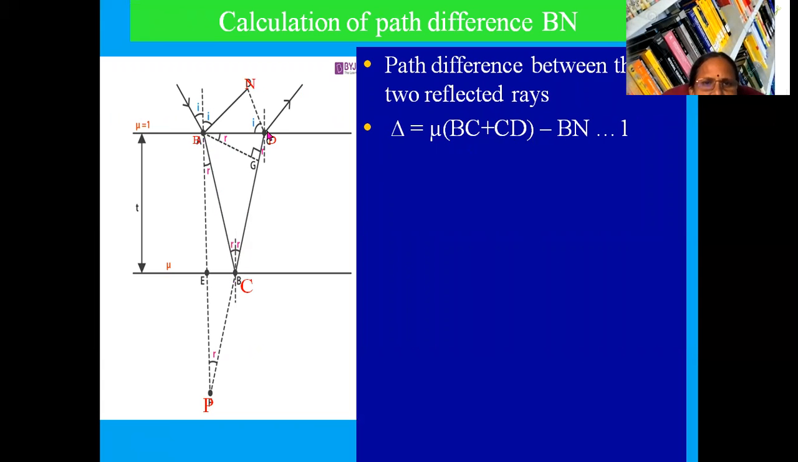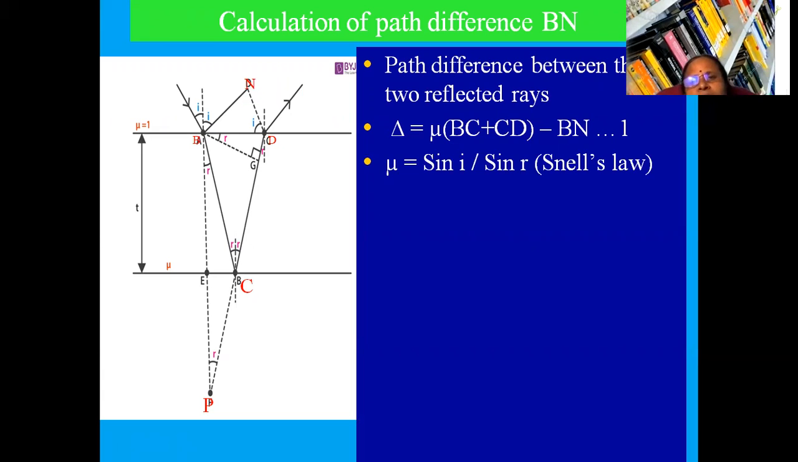So this is the extra path BC plus CD. This is the extra path traveled by this ray R2, and BN is the extra path traveled by ray R1, and therefore the extra path traveled by the second ray minus the extra path traveled by the first ray is equal to this much. Delta is equal to mu into BC plus CD minus BN. Let us denote this as equation number 1.